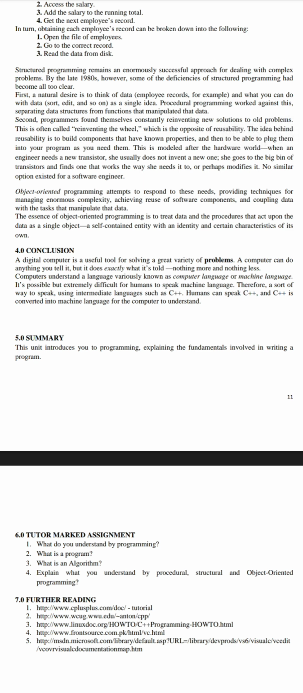Moving on, the conclusion line. Computers understand a language variously known as the computer language or machine language. It is possible, yes, but extremely difficult for humans to speak and communicate with the computer in machine language. Therefore, as a sort of intermediate language, there comes the C and the C++ and C#. Humans can definitely communicate with C, C++, and C#, which are then converted to machine language for the computer to understand.